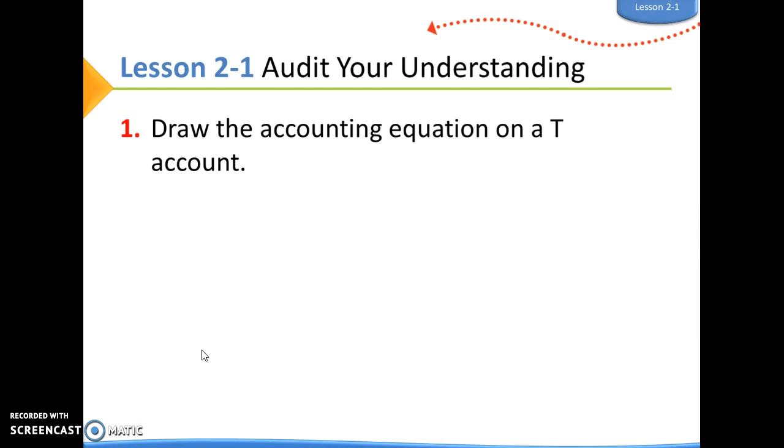Okay, this is what I want you to do on your little card I gave you. And you can keep this. This will be a handy little tool for you to look at. So you're going to draw the accounting equation on a T account. You have to know the accounting equation, which is what? Assets equals liabilities plus owner's equity.